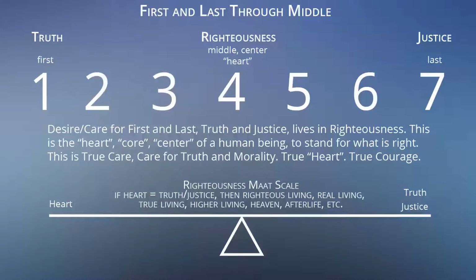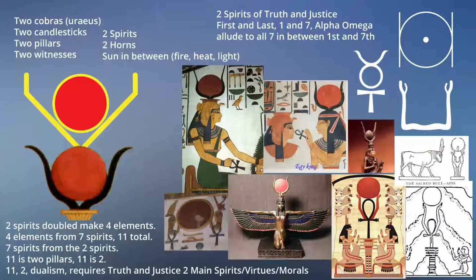All right, I guess that's enough for that. So we'll go to infographic number 32. Infographic number 32 deals with more symbolism of the duals. So the two cobras, the uraeus, whenever you see that, two candlesticks, two pillars, two witnesses, two spirits, two horns, the sun in between as the fire, heat, and the light.